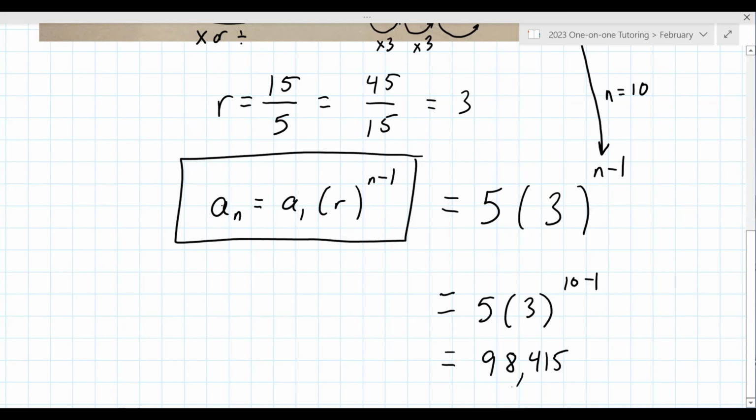98415. Good. Yeah, 98,415. All right. I was asking if you've got a reference sheet for your test. If not, you might want to write this down. Might make a note that A1 is the first term, R is the ratio between terms, and so on.